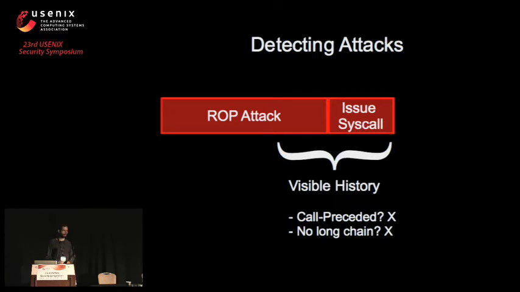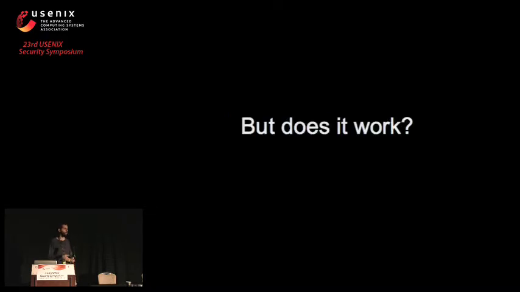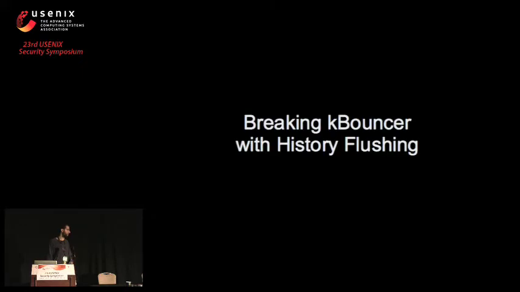And it's important to note that kBouncer is a really exciting defense. kBouncer has basically no overhead. kBouncer can be deployed on existing hardware and can protect binaries transparently without them being aware that it's even running. So kBouncer is a very nice defense, but the important question is, does it work? Does kBouncer raise the bar for attackers? And in this talk, I'm going to argue that it does not, that it's possible to create attacks that bypass kBouncer. So the first attack I'm going to present to you is one called history flushing.